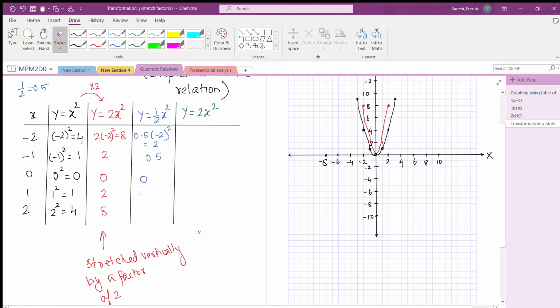So no, I'm good. So half of 1, and then half of 1 again is 0.5, and half of 4 is 2 again. So let's plot these blue ones.